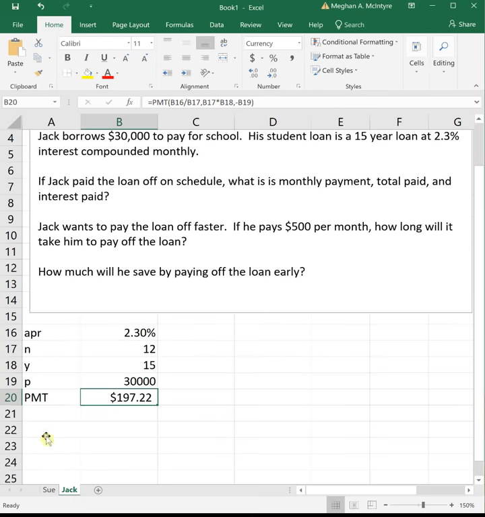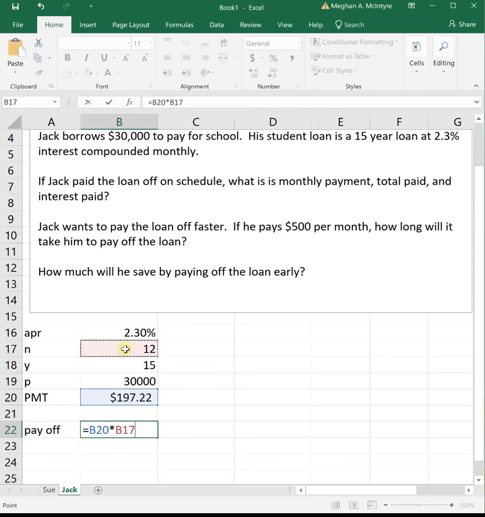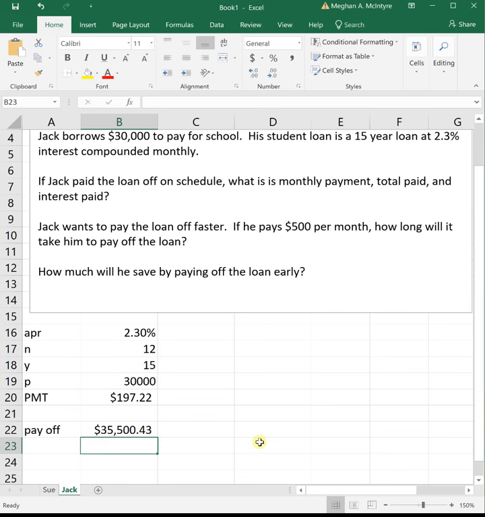So to get his total paid, or his payoff, however you want to say it, his total paid will be the fact he puts $197.22 on the loan. He does that 12 times a year for 15 years. So if we multiply his monthly payment times 12 times 15, we see that it costs him $35,500.43 to pay off the loan.